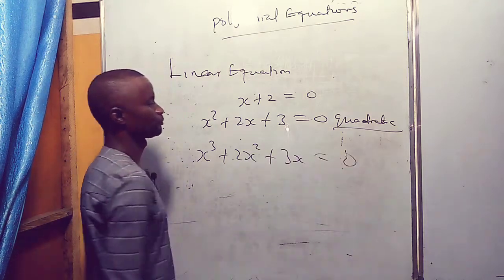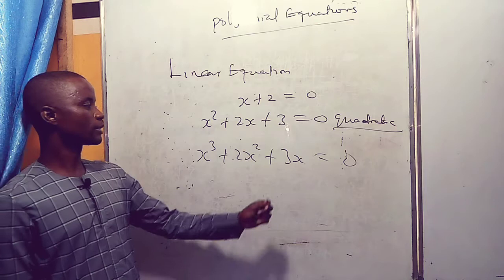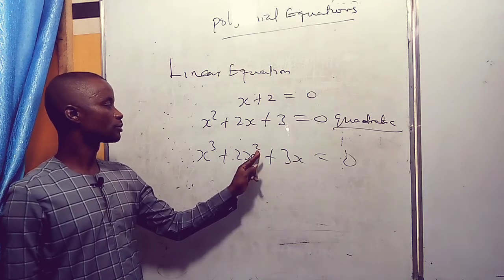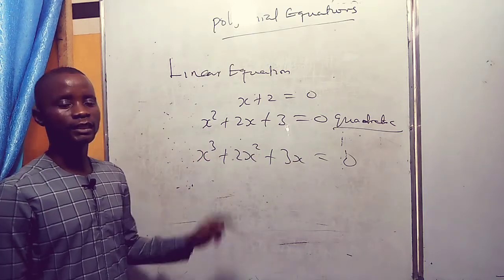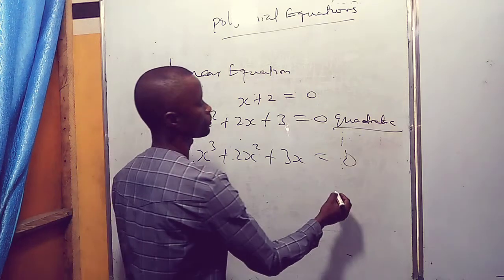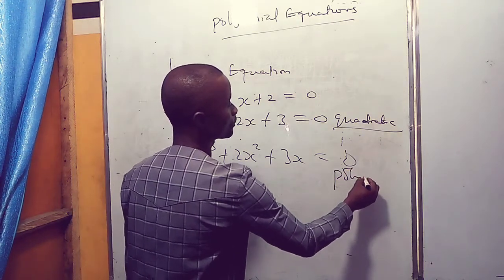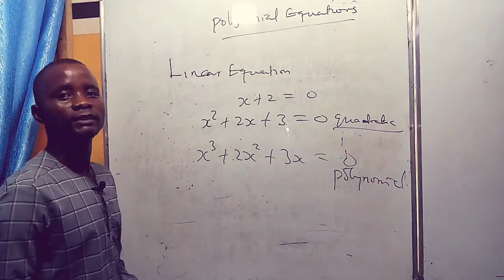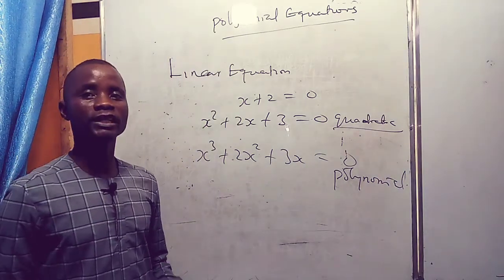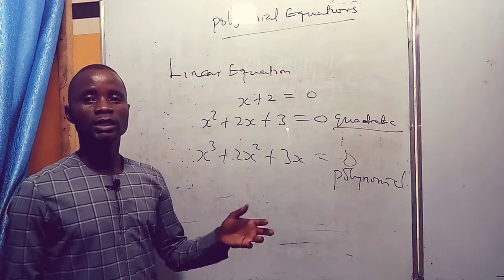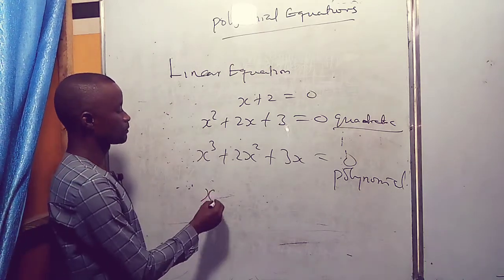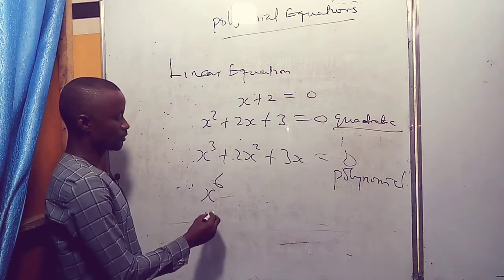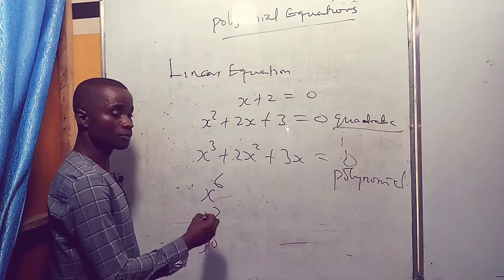Then the third one, when you have x raised to the power 3 plus 2x squared plus 3x is equal to 0. In this case, the value of variable range from 1 to what? To 3. Therefore, here you have what we call polynomial equation. When you say polynomial equation, the value of x or variable range from 3 and above. It's possible to have x raised to the power 6, x raised to the power 7, x raised to the power 10, and so on.